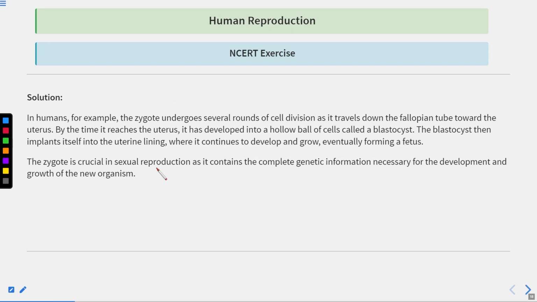Now let's move on to the next. Again, we continue the answer here. Now in humans, for example, the zygote undergoes several rounds of cell division. What kind of cell division? Mitotic cell divisions as it travels down the fallopian tube. You know fertilization takes place in the ampullary region of the fallopian tube. So the zygote undergoes multiple rounds of cell division as it travels through the isthmus region of the fallopian tube towards the uterus. By the time it reaches the uterus, it has developed into a hollow ball of cells known as the blastocyst.